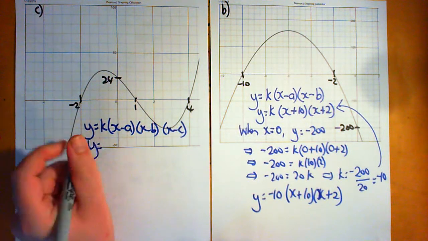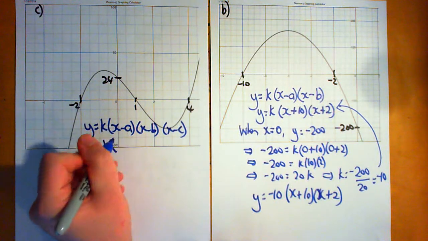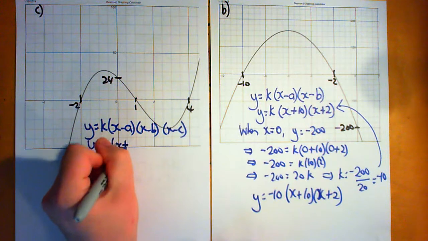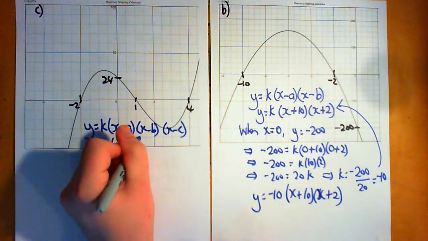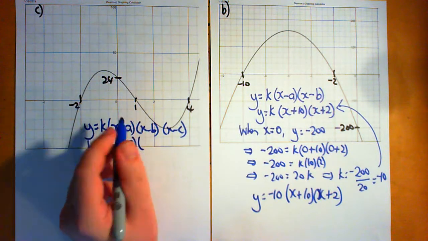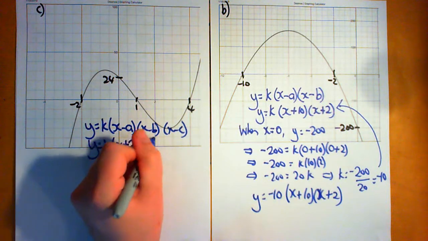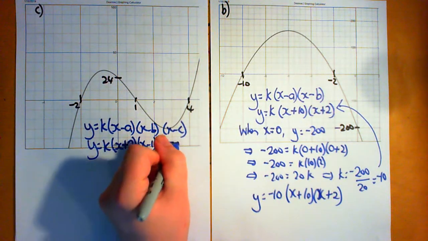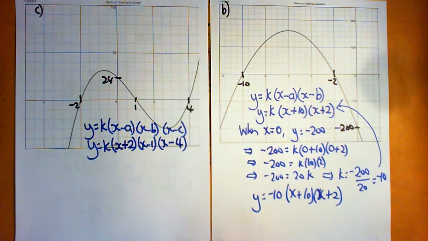So if we put that in, we get k times x minus a is going to be x minus -2, minus negative becomes plus, and then x minus b is x minus 1, and then x minus c is x minus the other x-intercept, which is 4. So we've got y equals k times x plus 2 times x minus 1 times x minus 4.